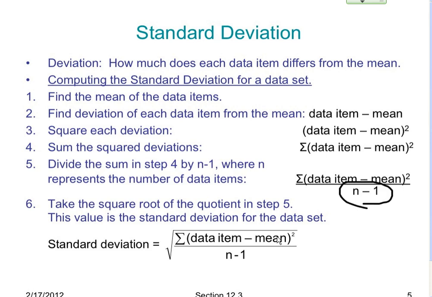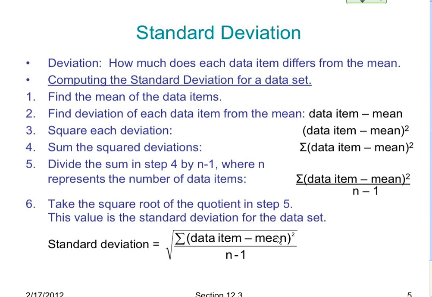Divide by n minus 1, where n is the number of items you have. Do not divide by n. If you have 15 items, you divide by 14. Make sure you remember that. Divide by n minus 1. Last thing, don't forget to take the square root.